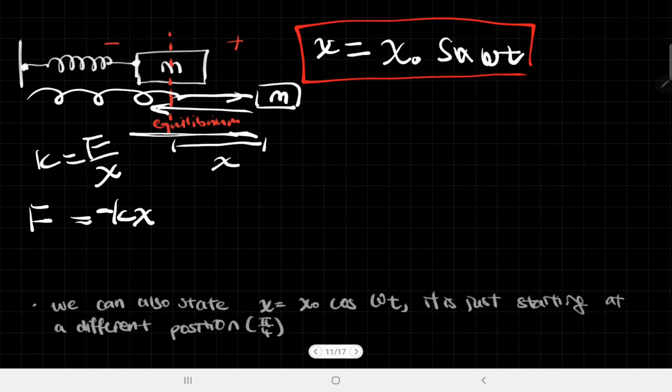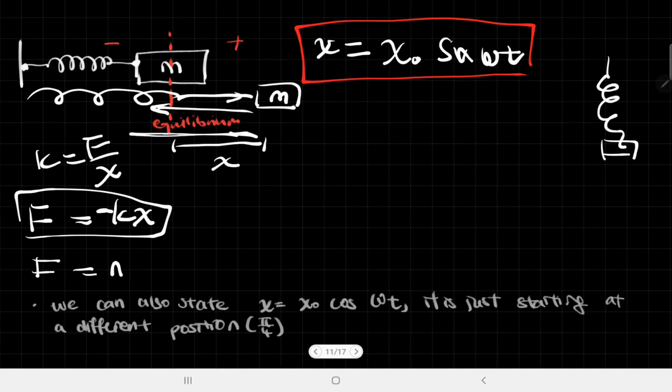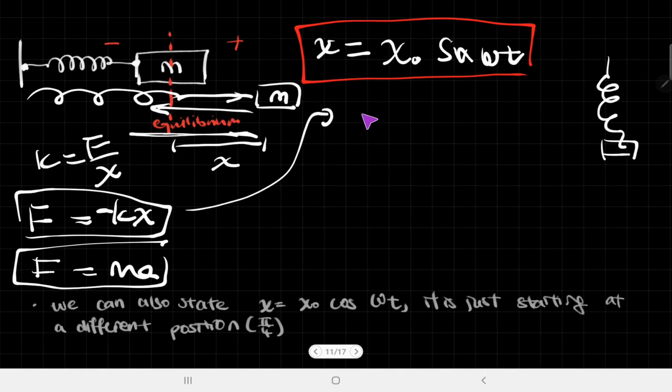It's a bit different from when you put a load onto a spring and then you try to measure all these things. So that's our first equation. We also know that F equals ma, which is our second equation. We can equate these two together. So we would get minus kx equals ma. a equals minus kx divided by m.